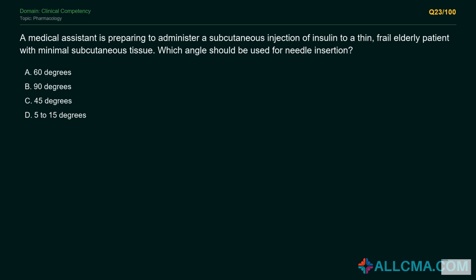Question 23. A medical assistant is preparing to administer a subcutaneous injection of insulin to a thin, frail elderly patient with minimal subcutaneous tissue. Which angle should be used for needle insertion? Option A, 60 degrees. Option B, 90 degrees. Option C, 45 degrees. Option D, 5 to 15 degrees.